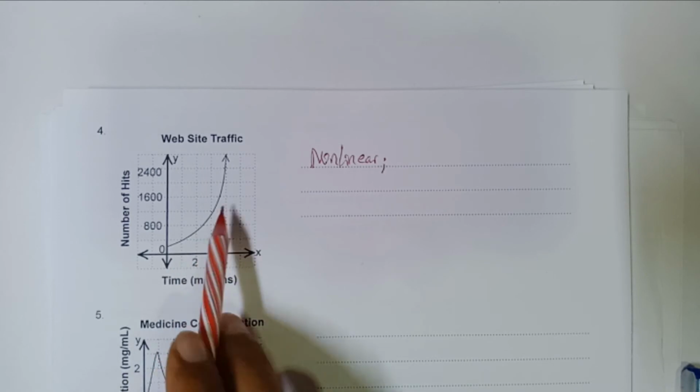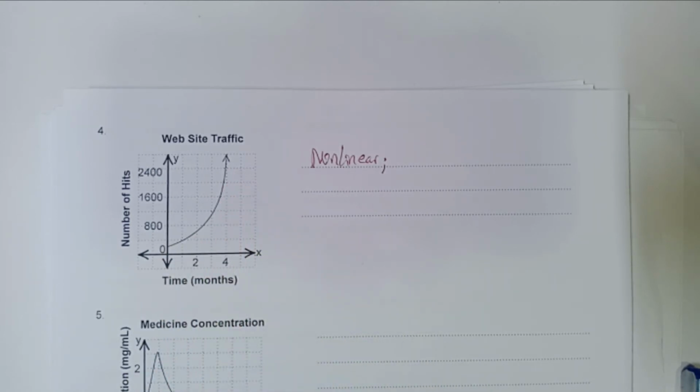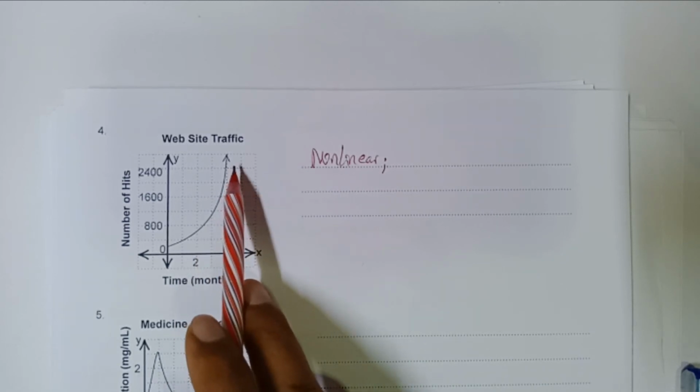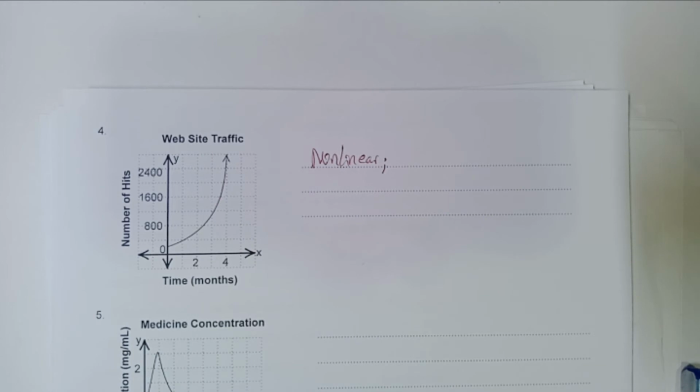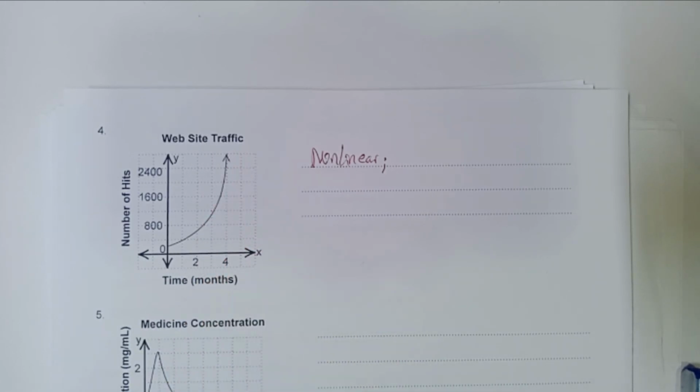As you can see, the time begins to increase and the number of hits also increases. To put this in simpler terms, as the number of months increases, the number of hits is also expected to continue to increase as well. Or you can just say as the number of months increases, the number of hits also increases.